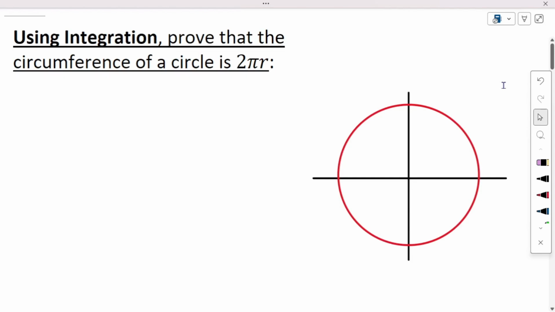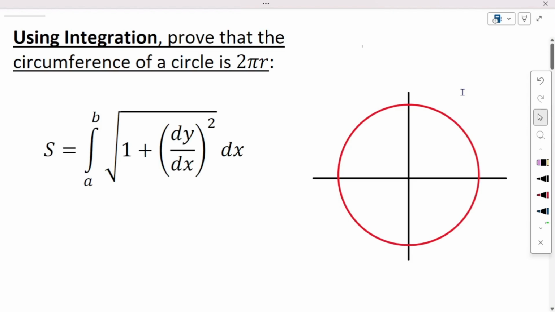Now, in this video, we will be using integration to actually prove that the circumference of the circle is indeed 2 pi times radius. Okay, so before we start anything, there are two specific equations that we need to know before getting into the proof. So here's the first one.